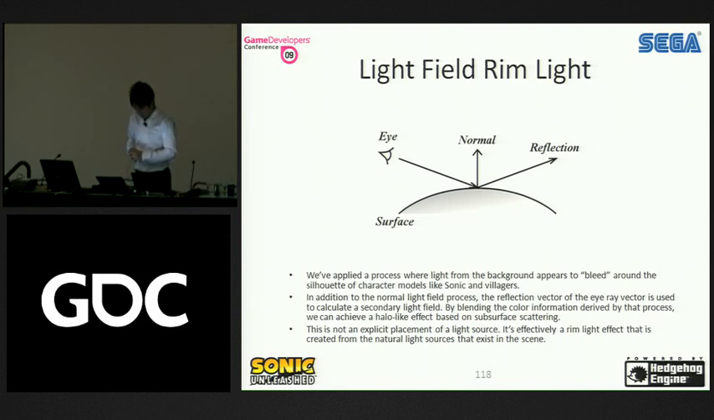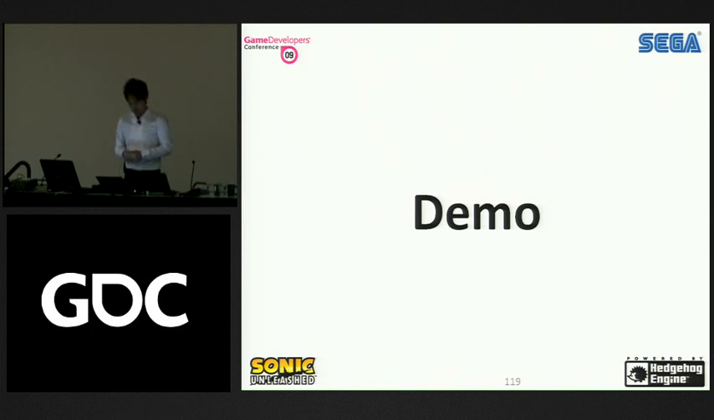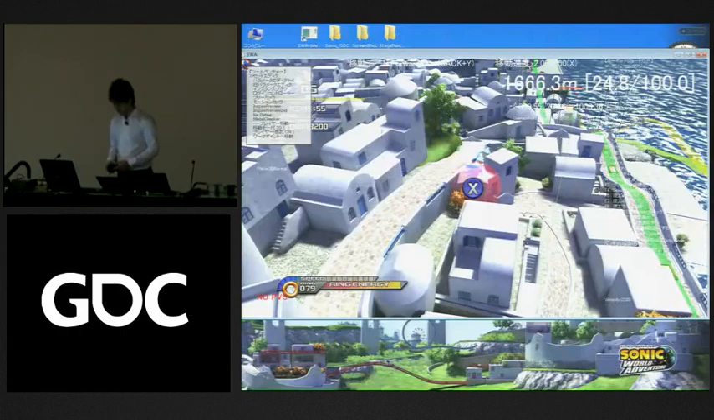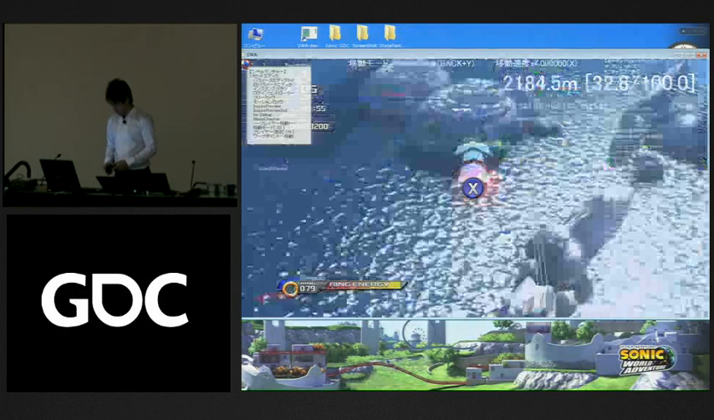So in addition to the normal light processing, we're using reflective vectors in order to bleed the silhouette of the character models, like Sonic and the villagers. In addition to the normal light field process, the reflection vector of the eye-ray vector is also used to calculate a secondary light field. By blending the color information derived by that process, we can achieve a halo-like effect based on subsurface scattering. This is not an explicit placement of a light source. It's effectively a rim light effect that is created from the natural light source that exists in that scene.